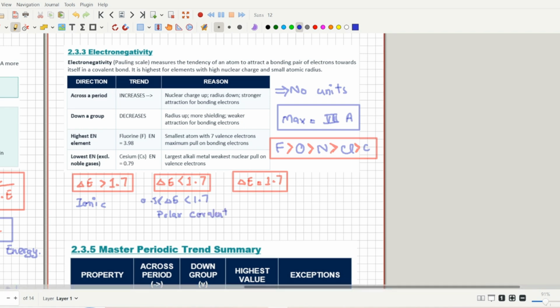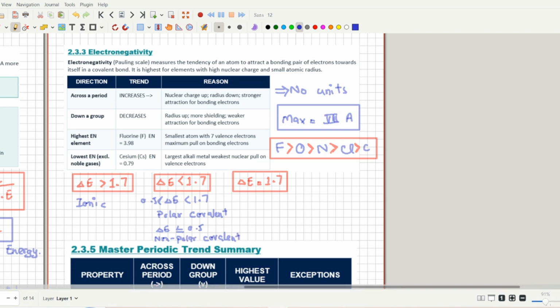But if you have electronegativity difference that is equal to or less than 0.5, then you will have a non-polar covalent bond. So these are the things that you have to memorize.